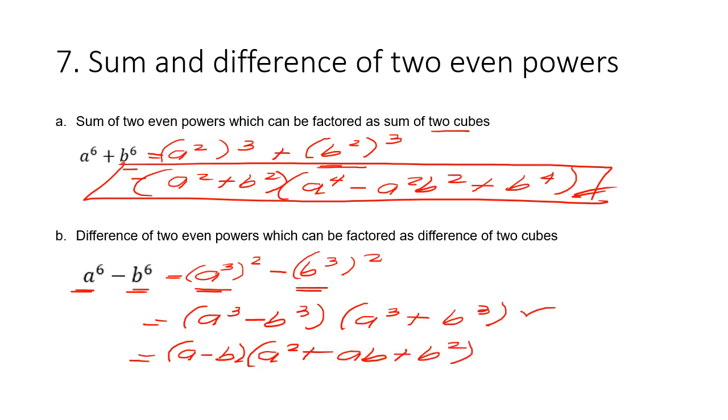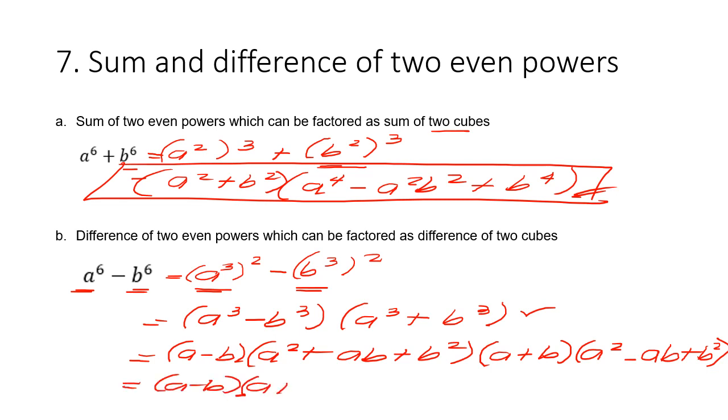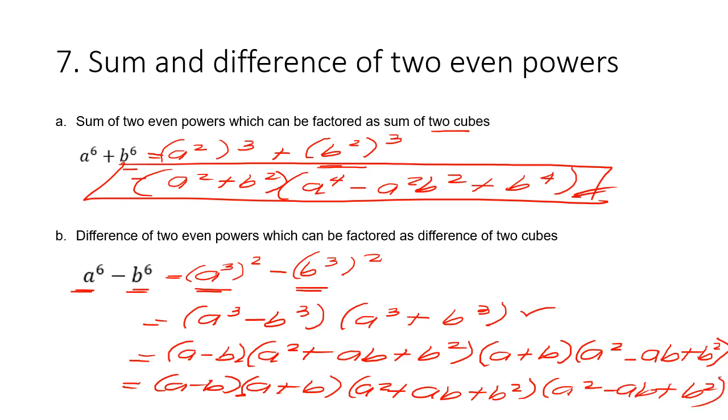And for this one, same thing, sum of the two cubes tayo. So we have a plus b times the square of the first term minus multiply si first term mag second term plus the square of the last term. So we could rewrite it as a minus b quantity times a plus b times a squared plus ab plus b squared times a squared minus ab plus b squared. This is now our final answer.